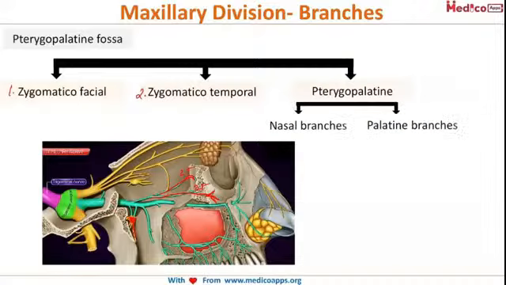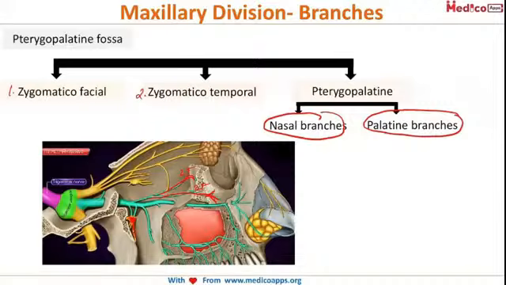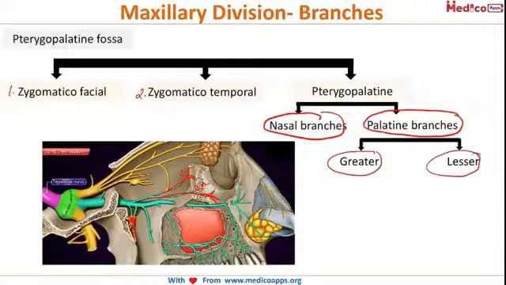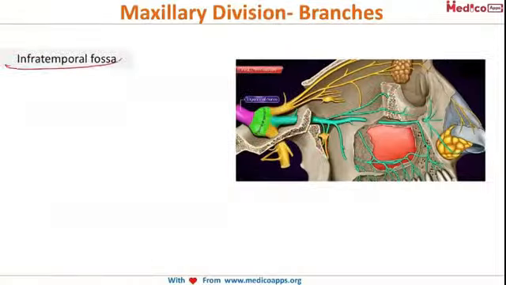So the branches through the pterygopalatine ganglion are nasal branches and palatine branches. The palatine branches are of two types. We have the greater palatine and the lesser palatine. The greater palatine supplies the posterior part of the palate, and the lesser palatine supplies the anterior part of the palate. Okay, after that it reaches the infratemporal fossa.